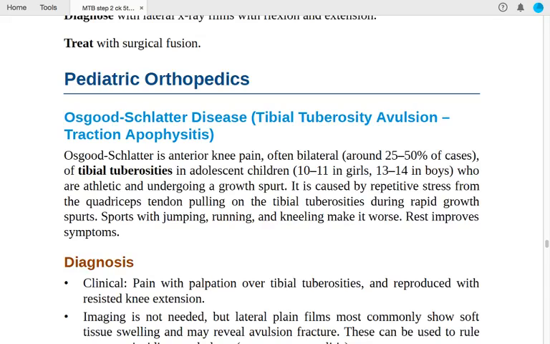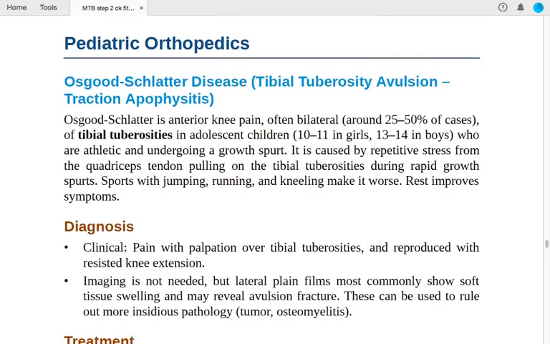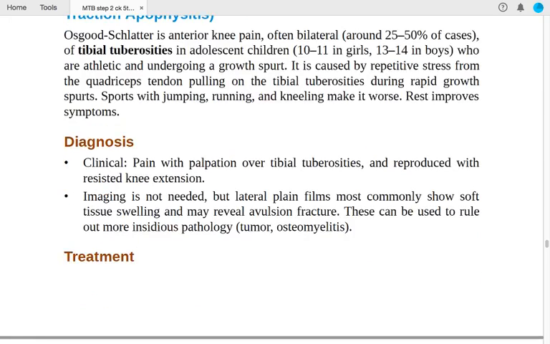It is caused by repetitive stress from the quadriceps tendon pulling on the tibial tuberosity during the rapid growth spurt, and sports like jumping, running, or kneeling make it worse, right? All these sports make the condition worse. We ask the patient for rest, because that will relieve the symptoms.